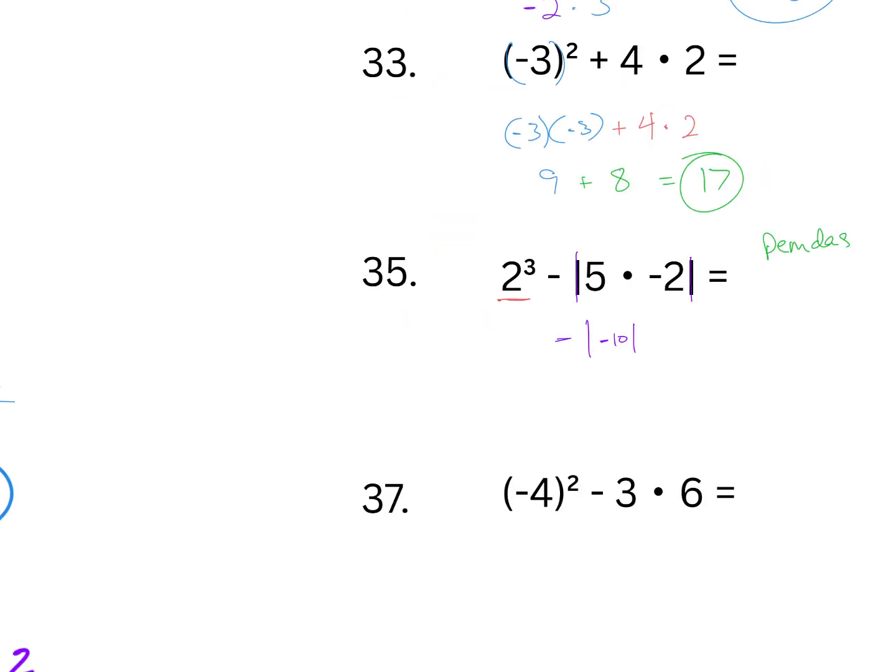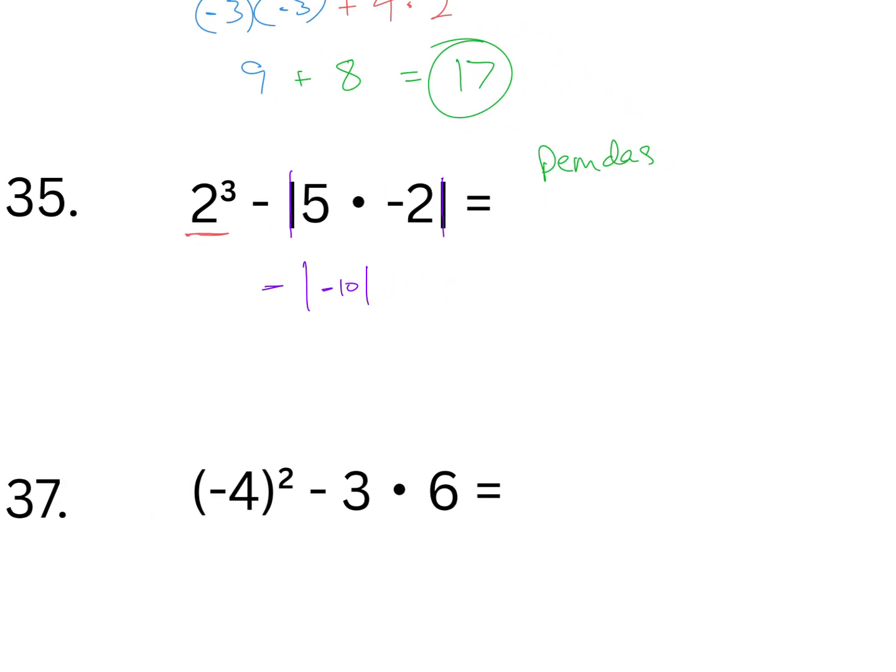That is 2 times 2 times 2. That's 4 times 2. That's 8. We have 8 minus the absolute value of negative 10. That would be 8 minus 10, which is negative 2.